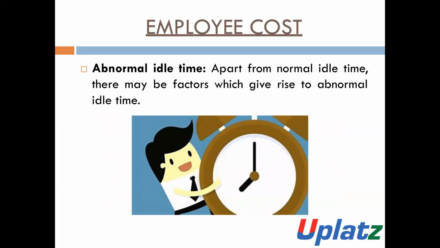Now, we will discuss abnormal idle time. What is the meaning of abnormal idle time? Apart from normal idle time, there may be factors which give rise to abnormal idle time. The idle time other than normal idle time is known as abnormal idle time. It is the idle time which can be avoided.